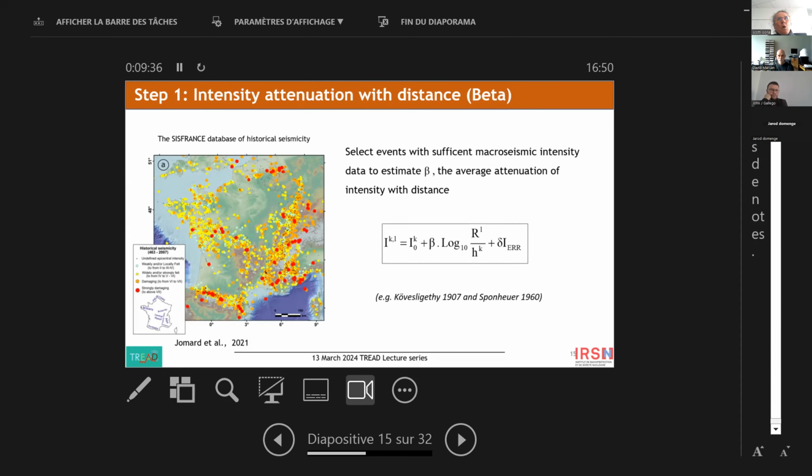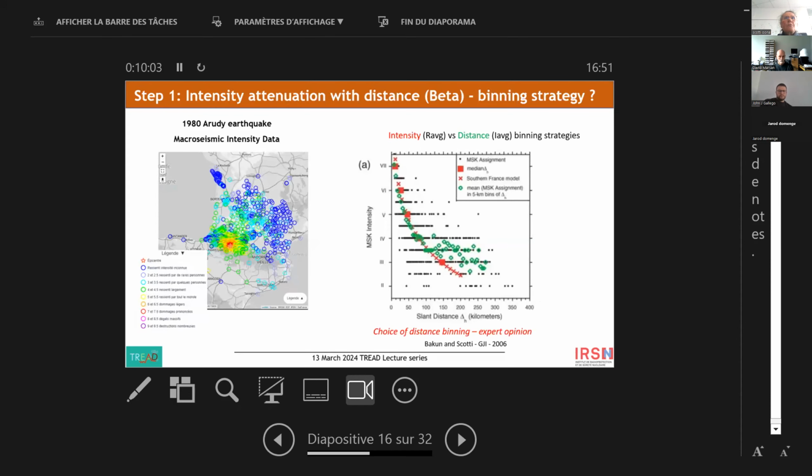And so what we do is we choose among these earthquakes the ones that have a sufficient number of macroseismic intensity data to be able to estimate the average attenuation of intensity with distance. And the formulation we chose is this one. There are other ones in the literature. It's the Kövesligethy and Sponheuer formulation, which allows us to somehow try to estimate how the intensity diminishes as we go away from the epicenter.